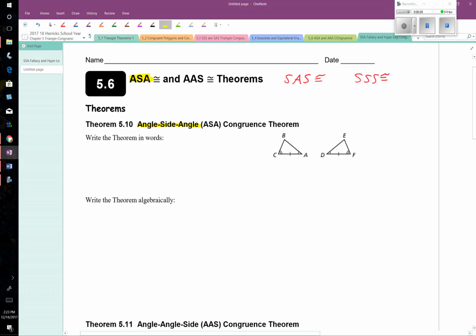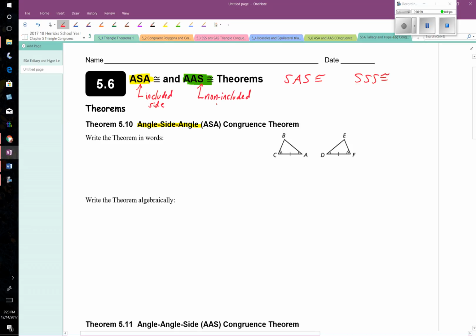If you look at this first one, ASA, the odd person out, so to speak, is the side that's in the middle. And this side, because it's in the middle, is the included side. In the next one, in AAS congruence, the odd person out is again the side, but this time it's not in between, it's non-included.